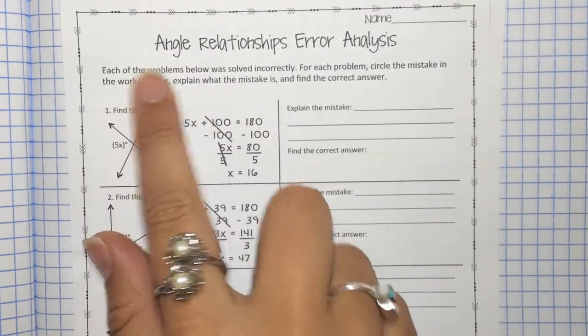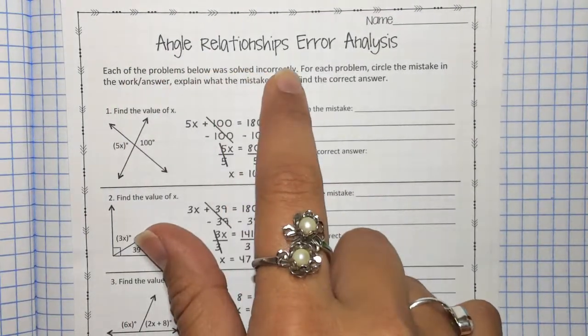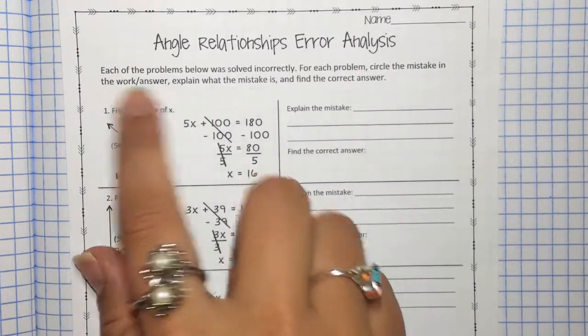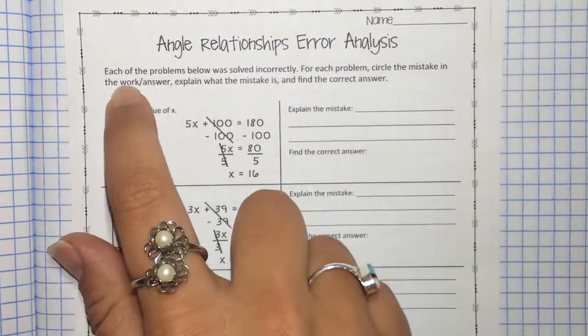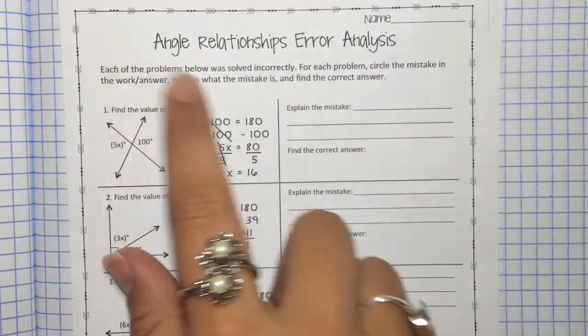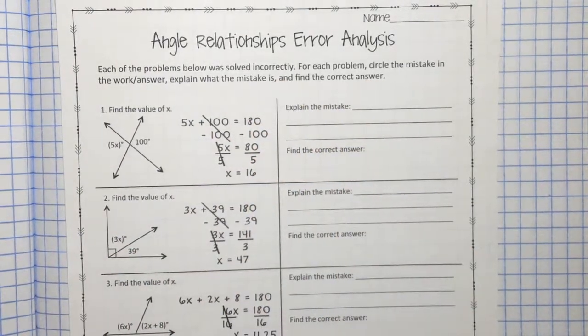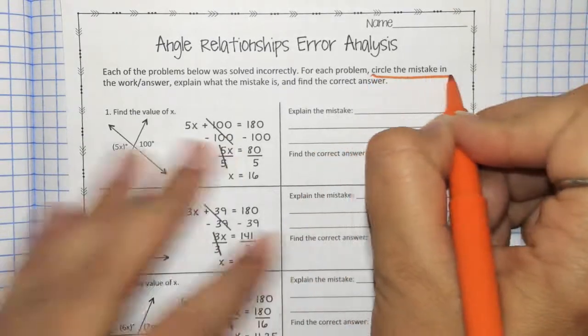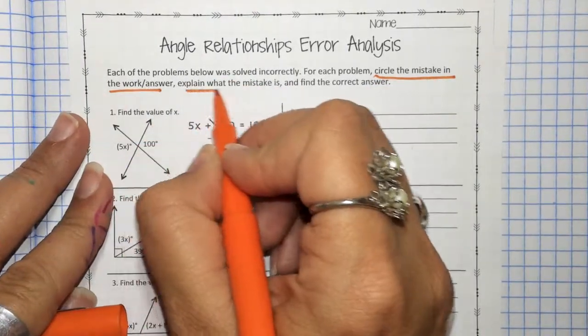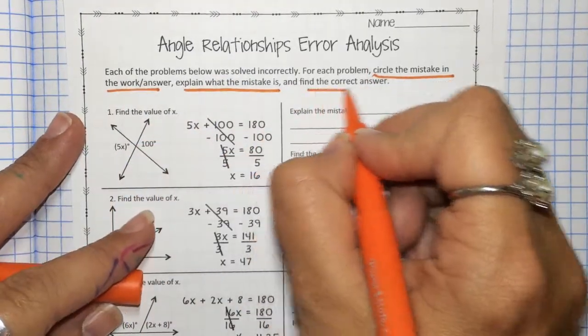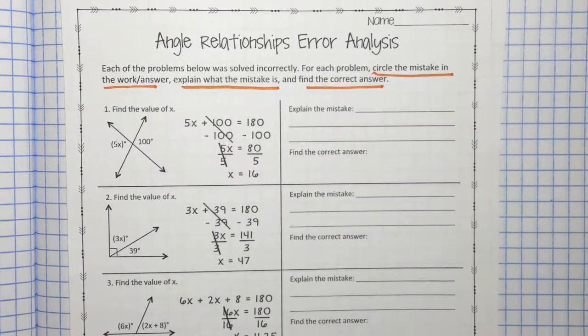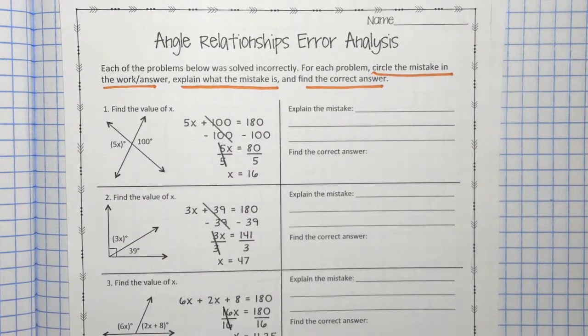So, each of the problems below was solved incorrectly. For each problem, circle the mistake, explain what the mistake is, and find the correct answer. Circle the mistake. Explain what the mistake is. Find the correct answer. So let's look at number 1.